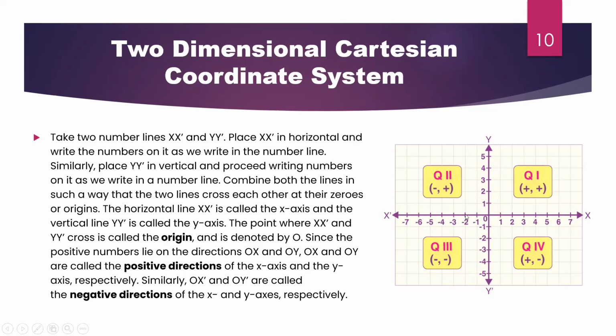The horizontal line x prime is called the x-axis and the vertical line y prime is called the y-axis. The point where x prime and y prime cross is called the origin and is denoted by 0. Since the positive numbers lie on the direction OX and OY, OX and OY are called the positive direction of the x-axis and the y-axis, respectively. Similarly, OX prime and OY prime are called the negative direction of the x and y-axis, respectively.